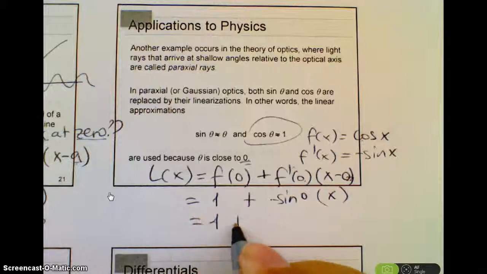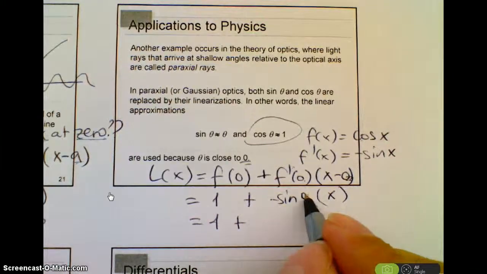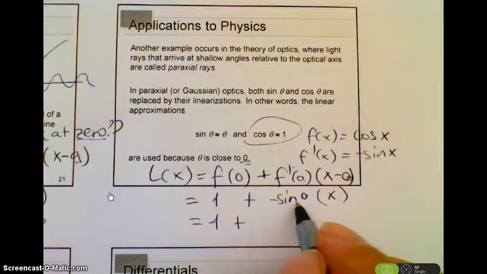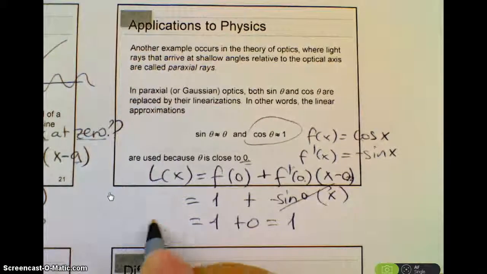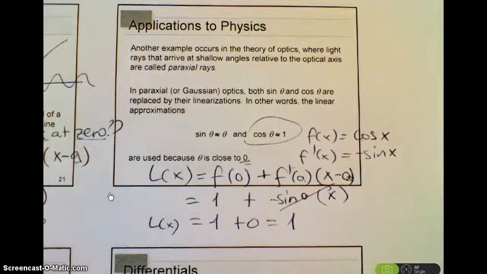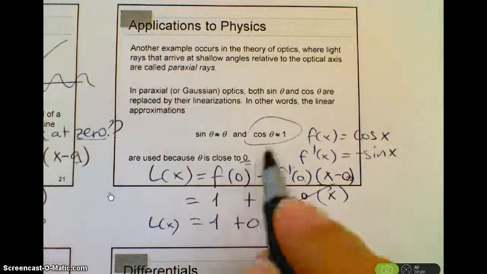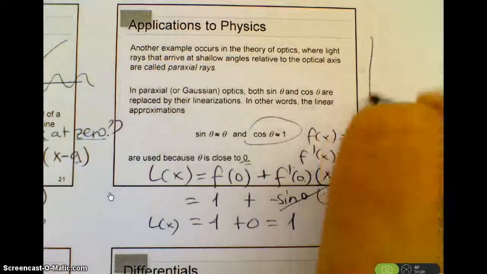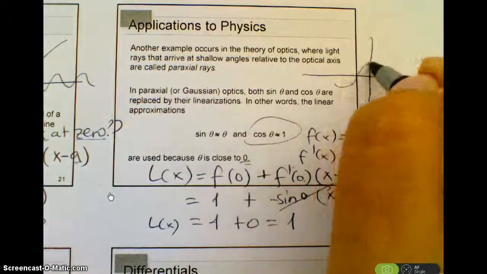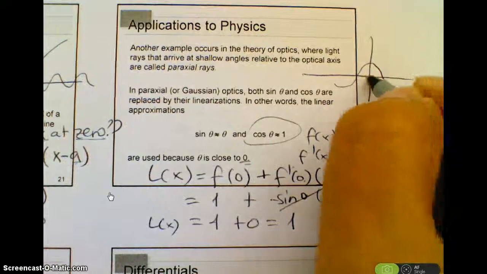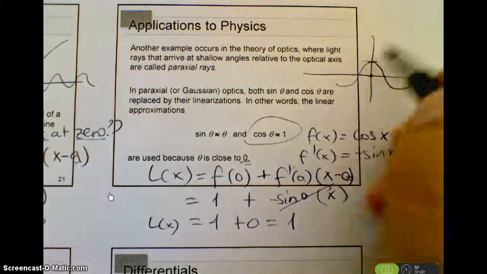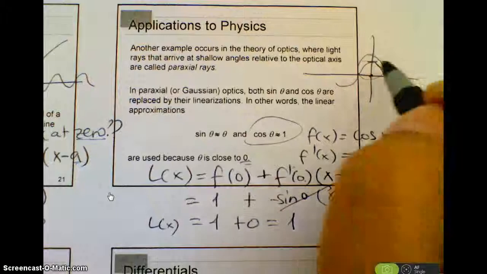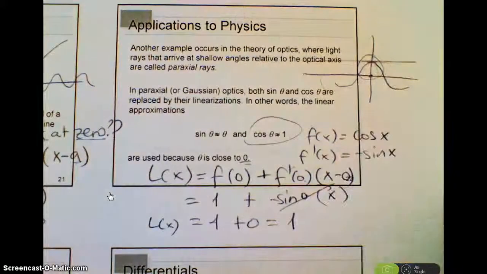Now you know that sine of 0 is 0, so 0 times x disappears, so 1 plus 0 equals 1. That's why the linearization of cosine around 0 is 1. Remember that cosine looks like this, so around 0 it looks like a flat line going across 1, but only around 0. This function and this function, they are not the same.